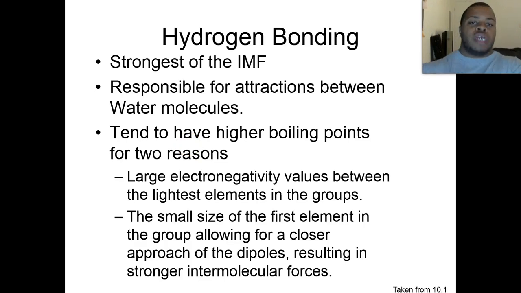Now, when we look at hydrogen bonding, those that exhibit hydrogen bonding are usually going to have much higher boiling points for two main reasons. One, the large electronegativity values between the highest elements in the group. Remember, we talked about the trends and the highest values being at the top.